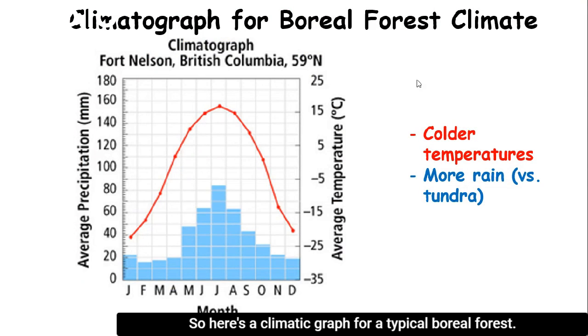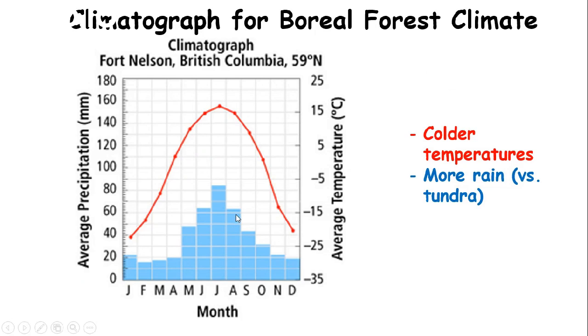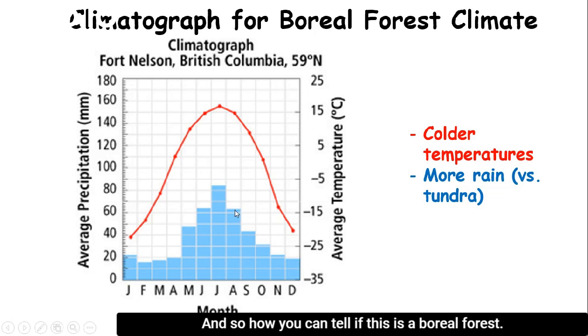Here's a climatograph for a typical boreal forest, looking at British Columbia. How you can tell if this is a boreal forest: here again we have temperatures on this y axis, precipitation on this, and then months on here. If you look at the temperature range, it can get cold, but it's not as cold as a tundra. And if you look at the precipitation levels, these bars are definitely a lot higher than what we saw in the tundra. So they definitely have a lot more precipitation.